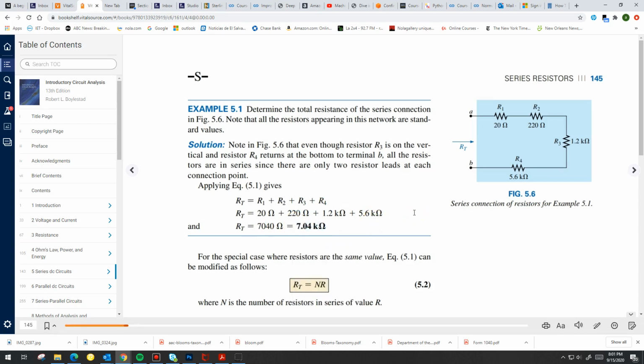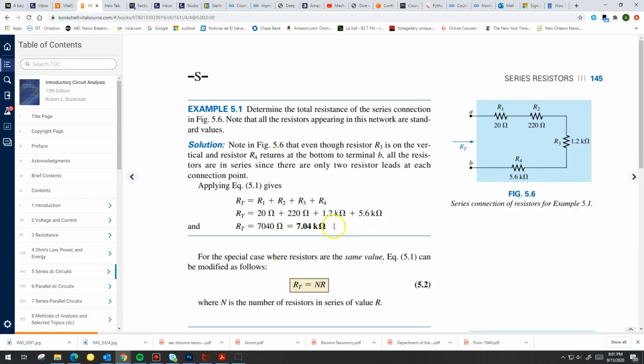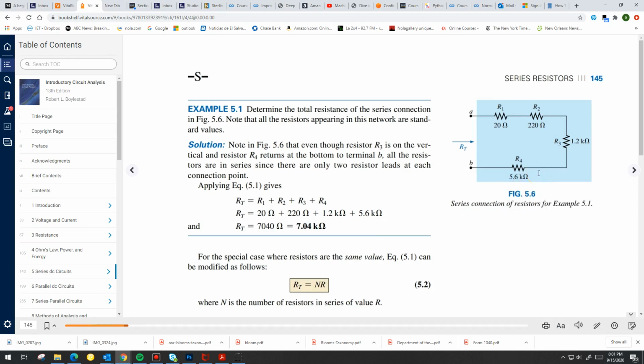And remember we said before that in series connected circuits, the largest resistor is the one that has the most impact. One way of looking at that is that the total resistance is really closest to the largest value of the individual resistors, right? The largest value among the individual resistors here is 5.6. So the total resistance is really closer to 5.6 than to any of the other values. You notice that, right?